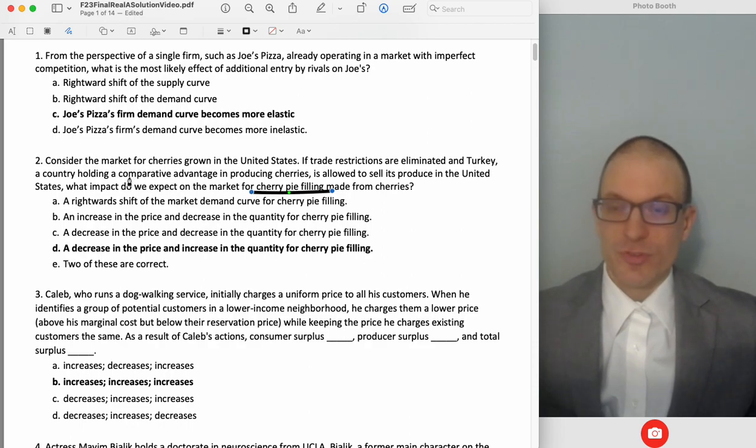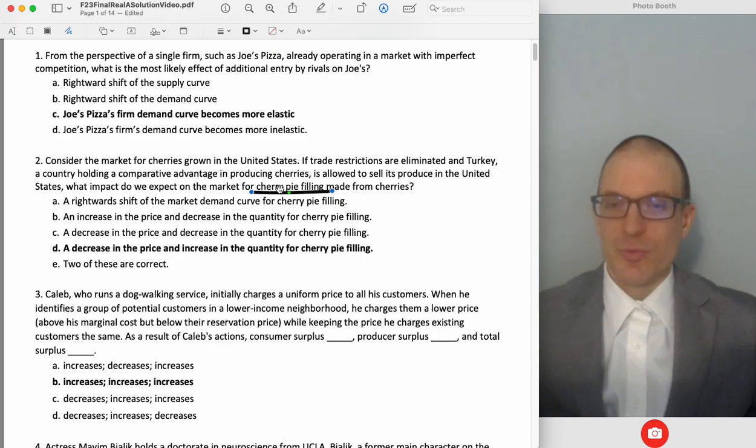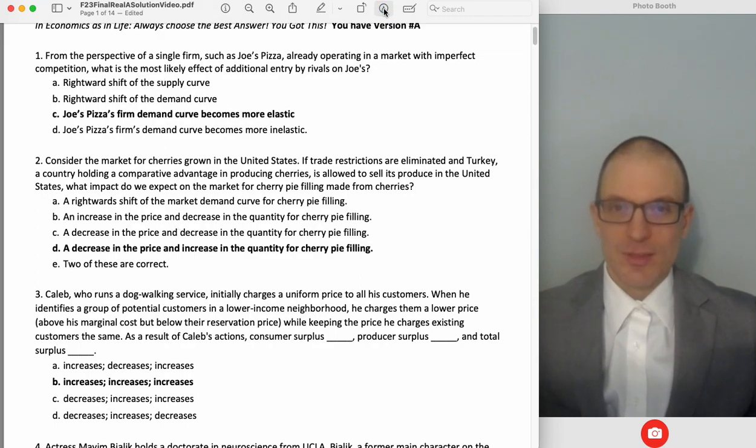We have a country with a comparative advantage. That means they are going to be exporters. So cherries will be imported into the U.S. That'll lower the price in the U.S. That'll reduce the price of an important input for making cherry pie filling. You need cherries to do that. And so we are going to expect this will lead to an increase in supply. An increase in supply is going to decrease the price, increase the quantity. We're thinking of like flooding the market as being maybe how we'd envision this.